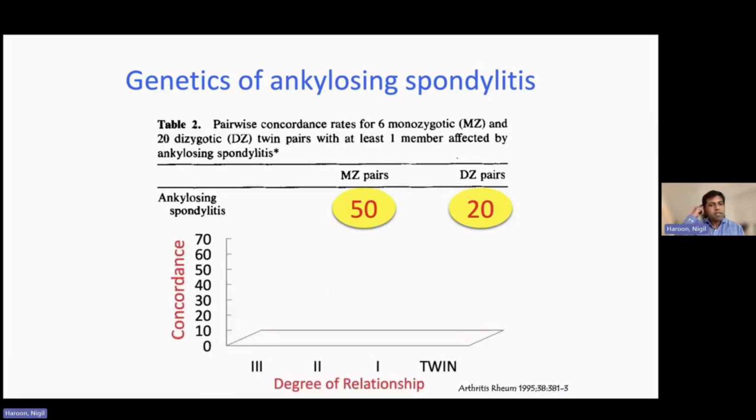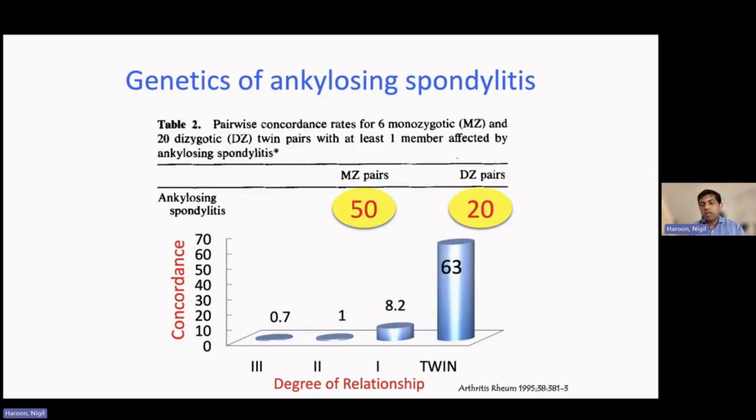Similarly, if you look at the degree of relationship within a family and the concordance of disease within the family, as you go from third degree of relationship to second, first, and twin, you get closer and closer with increasing gene sharing. Let's look at how the concordance goes. Clearly, with twin, it's 50 to 60%. First degree relatives around 10%.